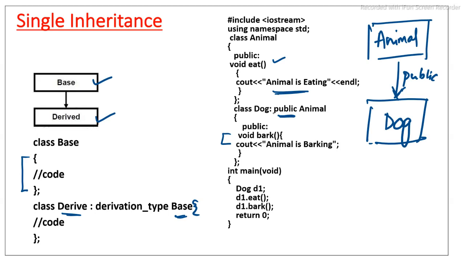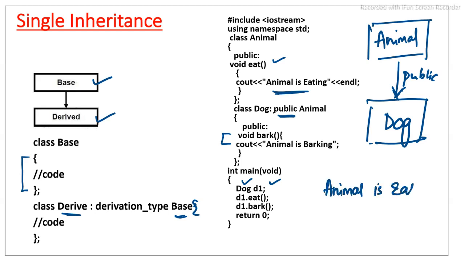And inside the main function, dog is the derived class, and for this an object d1 is being created. We need to always remember one thing, that in case of inheritance, we always create the derived class object. Using the derived class object, we can access the functions or any data members of the base class. So here dog d1 is the derived class object. d1 dot eat, so eat is a public member function, it will invoke eat which is present in the base class animal. So it will display animal is eating.